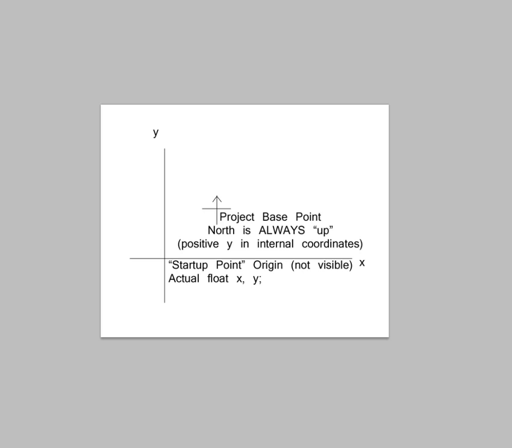And so that is why we are left with only 2 norths, because the project base point and internal startup point share one. The third origin is the survey point, and with it comes the real-world coordinate system and true north. Let's go back to the startup point and to the internal coordinates for a moment.